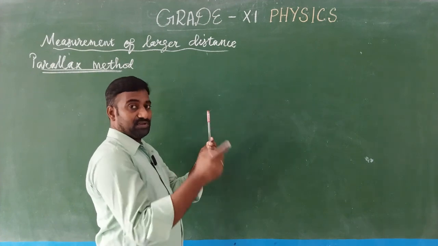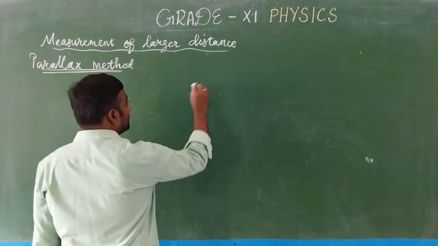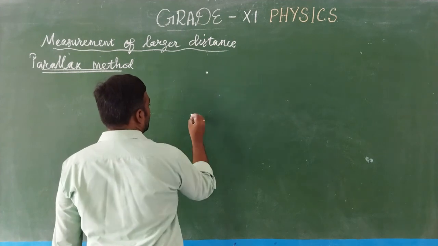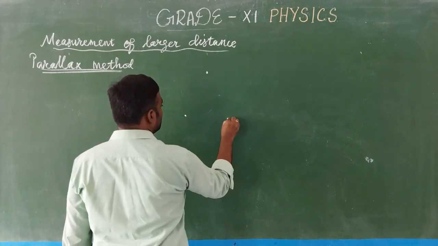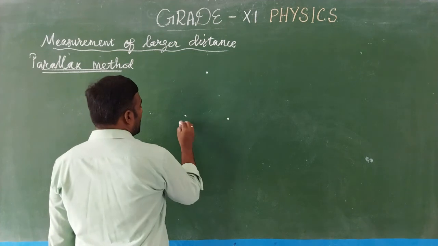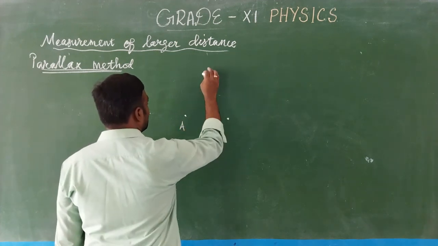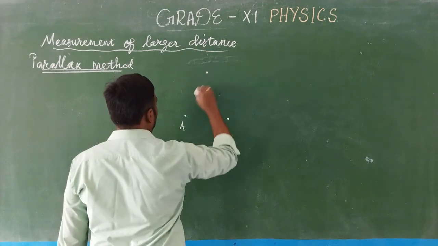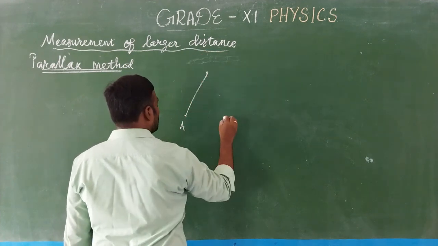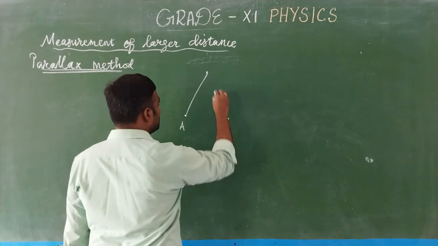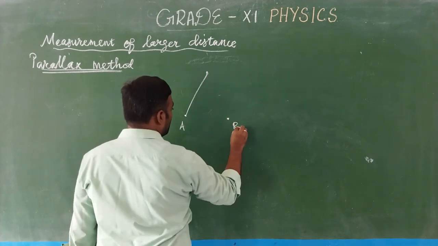Okay, but it shifted. Okay, I repeat once again, this is the pen, this is your left eye, this is your right eye. Now observe the tip of the pen from your right eye and there is a distant object. Okay, now shut this left eye, observe the tip of the pen from your right eye.